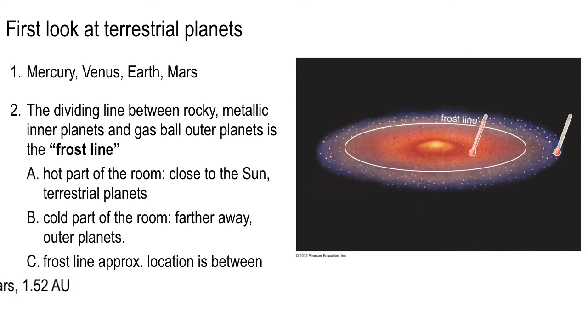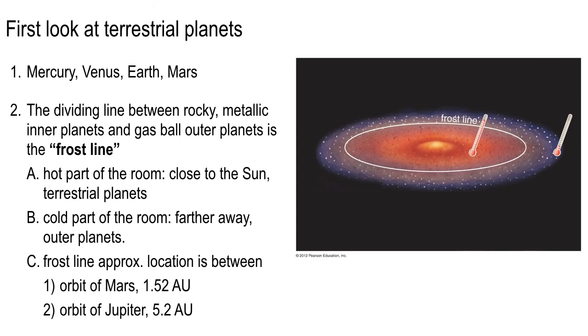So like I said, the frost line is somewhere between the orbit of Mars, which is 1.52 astronomical units, and Jupiter, which is about 5.2 astronomical units out. It's not like something's forbidden to be an ice inside the frost line, because comets are made of icy materials. Asteroids are made of rocky and metallic materials for the most part.